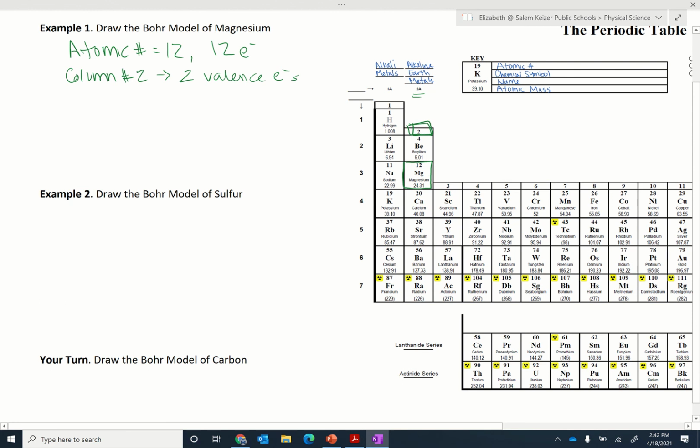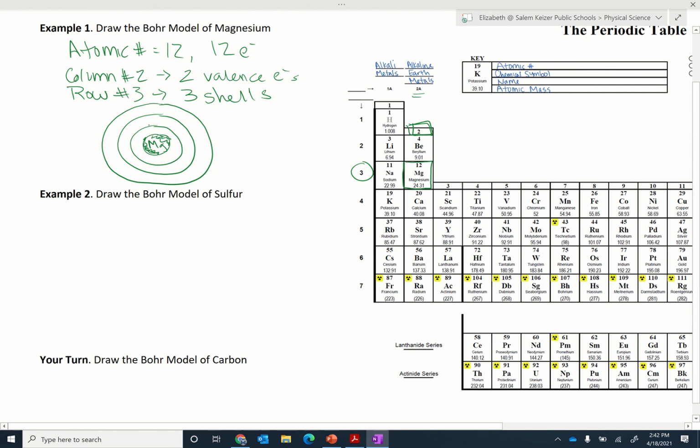Okay, and this E with a minus sign is my shorthand for electrons. Then we also know it is in row number 3, or period number 3, so that means it has 3 shells. So let's go ahead and draw this out. I have Mg, here's my nucleus, kind of colored in, with my protons and neutrons. And then I have 1, 2, 3 shells.